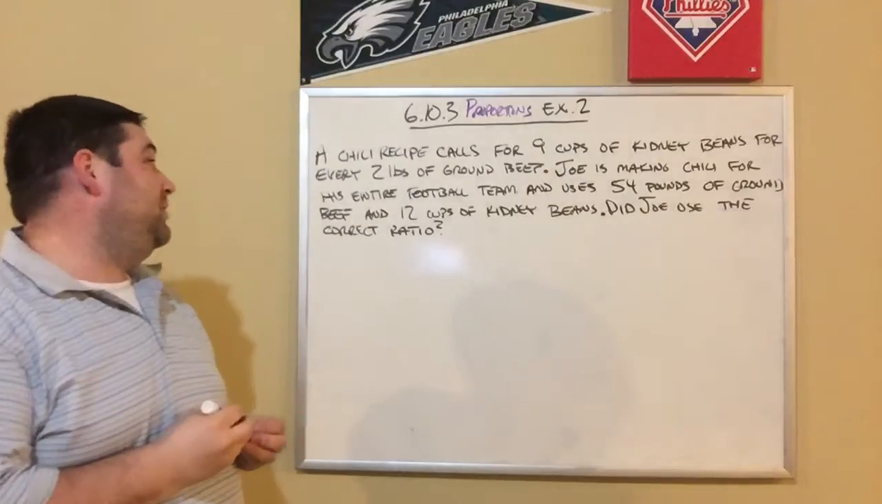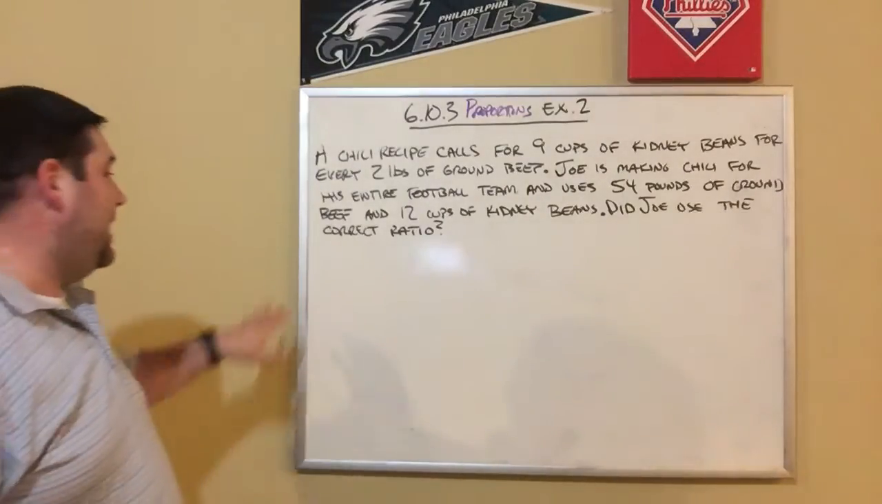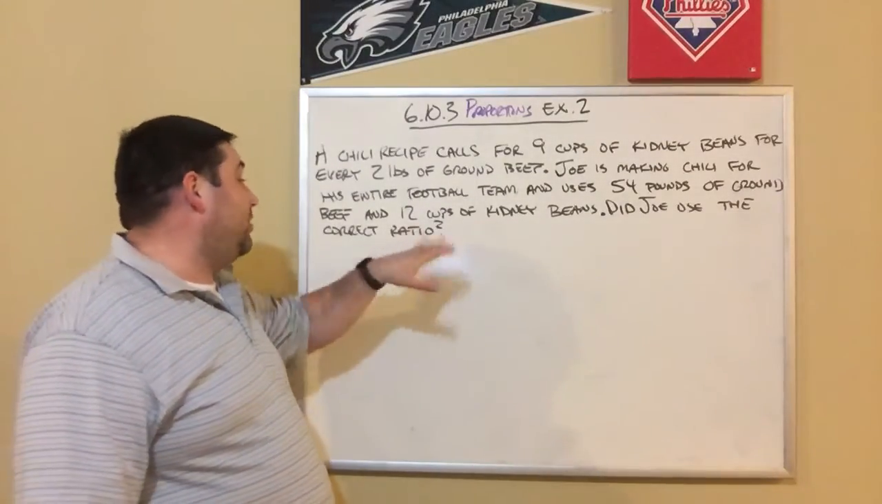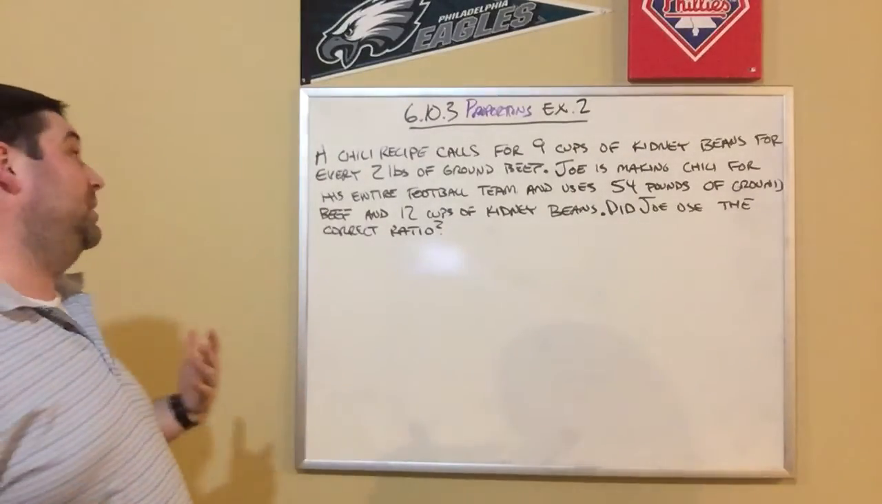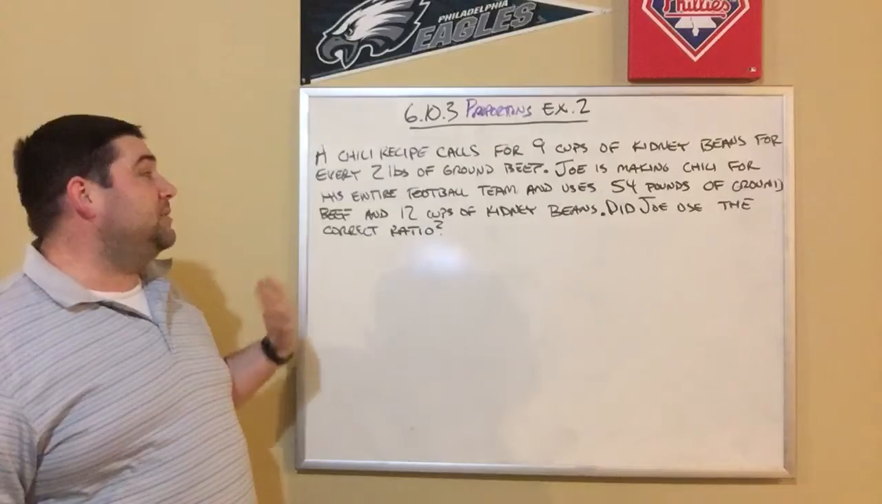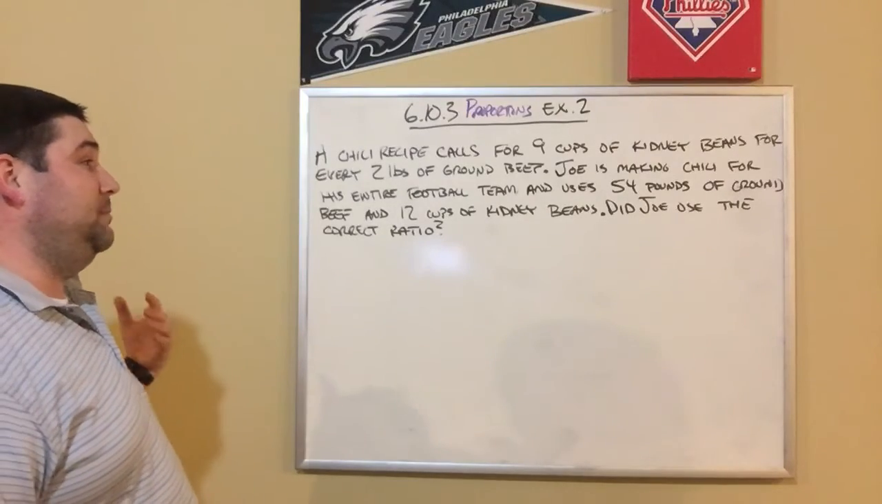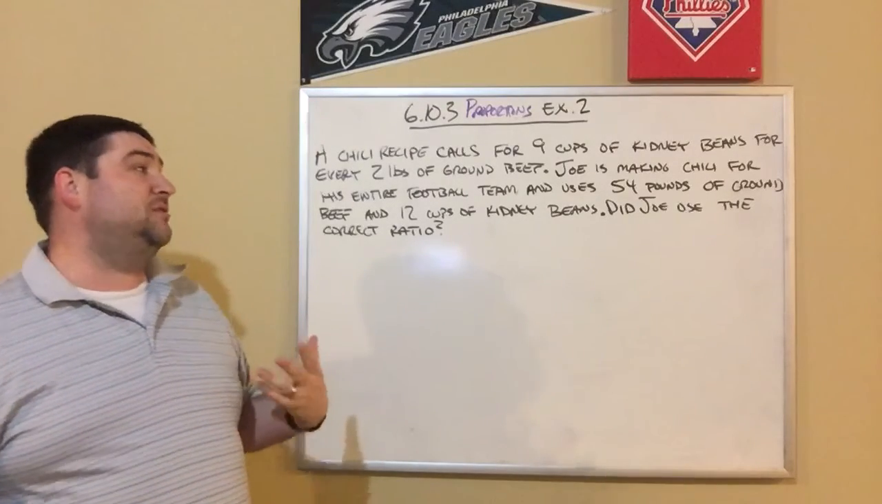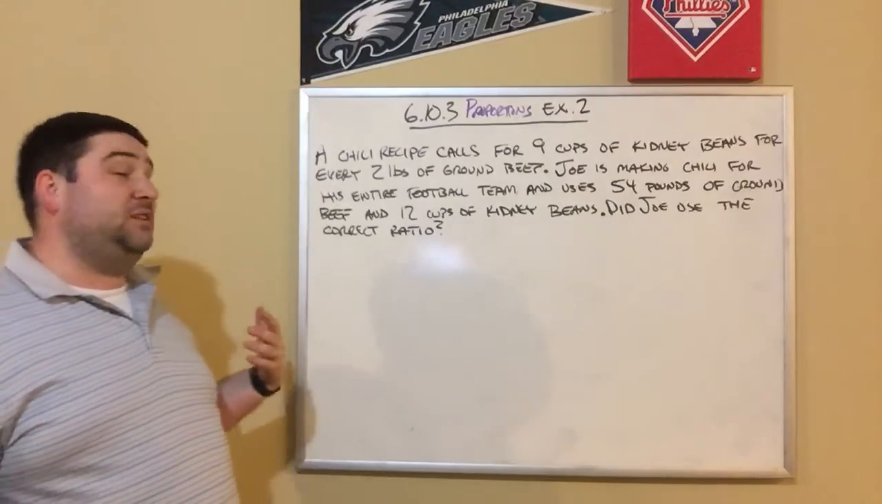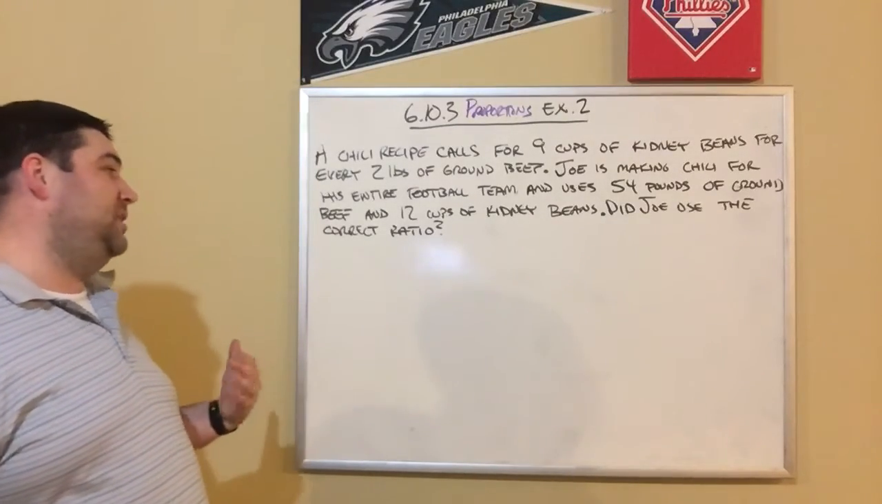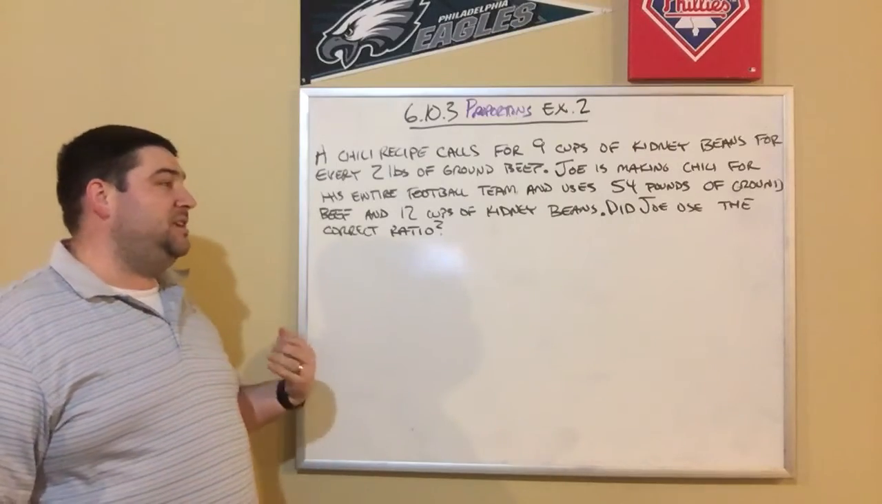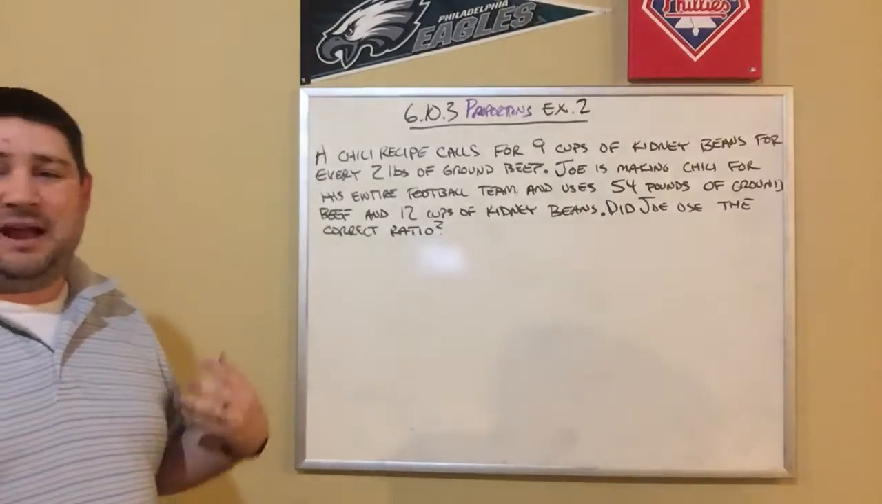So we've got a word problem now, but it's still asking us the same thing. Did Joe use the correct ratio? Basically, are these two things going to form a proportion? So let's read the question. A chili recipe calls for 9 cups of kidney beans for every 2 pounds of ground beef. Joe is making chili for his entire football team and uses 54 pounds of ground beef and 12 cups of kidney beans. Did Joe use the correct ratio?